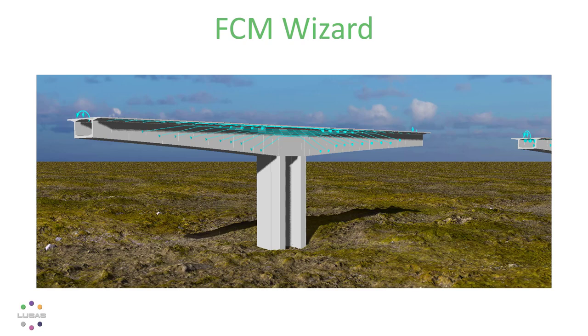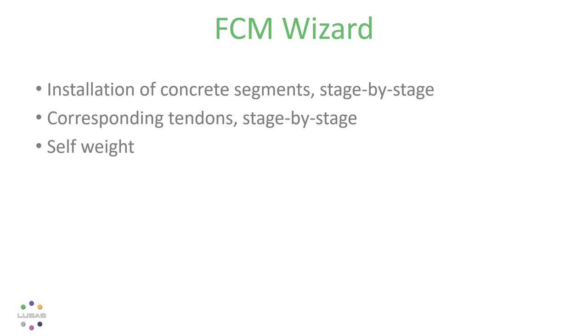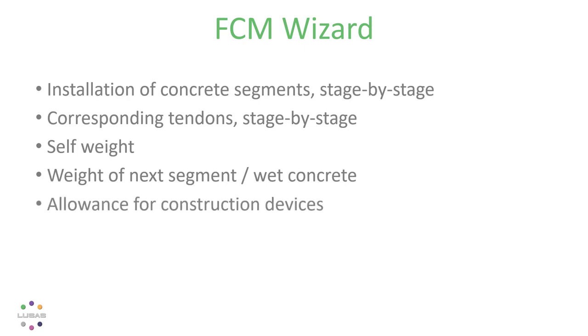It'll create a stage construction analysis, and each stage will include the installation of new concrete segments and, assuming you use the tendon input pages of the wizard, the installation of tendons that terminate in those segments. And not only the dead load of the structure so far, but also the weight of the next segment being lifted or poured before it's incorporated into the structure. And an allowance for construction devices, cranes, equipment, false work and formwork.